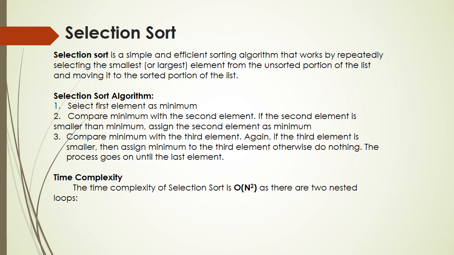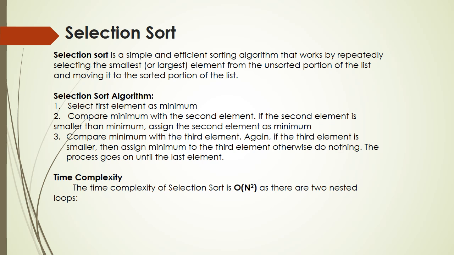In this algorithm, the array is divided into two parts. First is the sorted part and the other is the unsorted part. Initially, the sorted part of the array is empty and the unsorted part is the given array. The sorted part is placed at the left while the unsorted part is placed at the right. Now we have to learn how the algorithm works for selection sort.